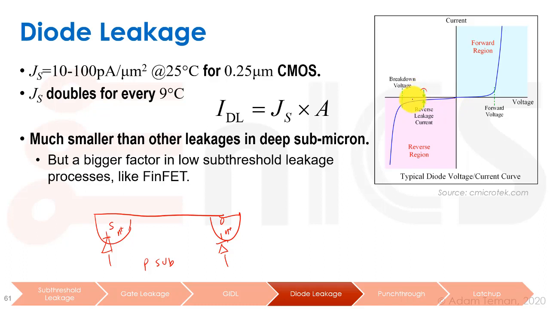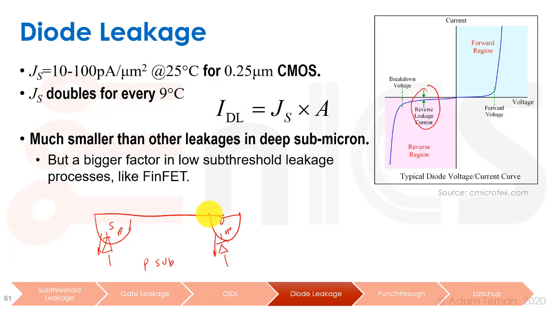But as we go back, we see that there is a reverse leakage current that's non-zero, and that we get over here too. Again, that's from these diffusions, either from the drain or from the source down to the substrate. The density is 10 to 100 picoamps per square micron at 25 degrees for an older technology, 250 nanometer CMOS, and the current density doubles for every 9 degrees Celsius, so it's very temperature dependent.